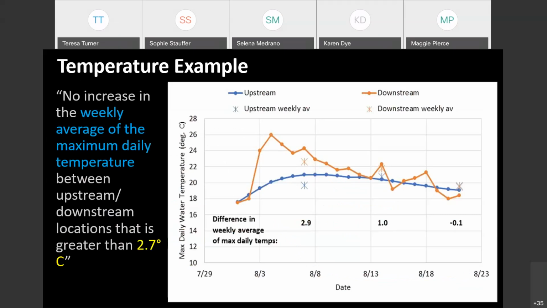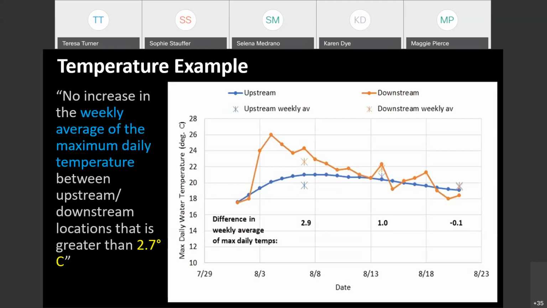And here's another figure with a lot going on. But first, let's read the Pueblo of Laguna's criteria over on the left here. It says no increase in the weekly average of the maximum daily temperature between upstream downstream locations that is greater than 2.7 degrees Celsius. So on the figure, on the y-axis, we've got maximum daily water temperatures. On the x-axis, we have time. The blue line represents the data that were collected at the upstream monitoring location, and the red line follows the data that were collected at the downstream monitoring location.